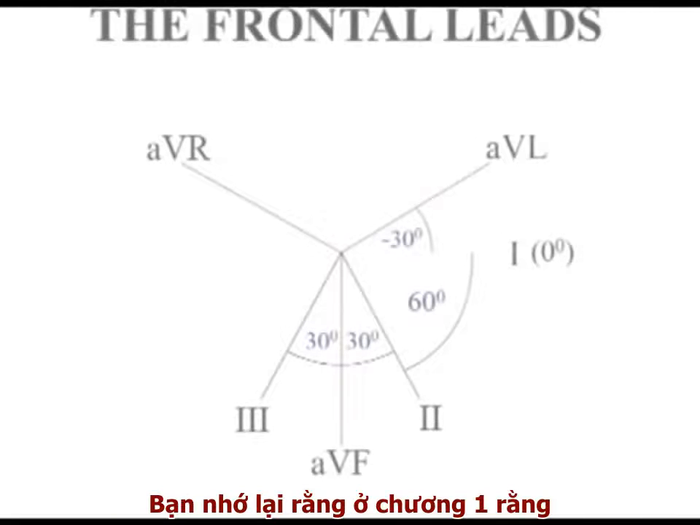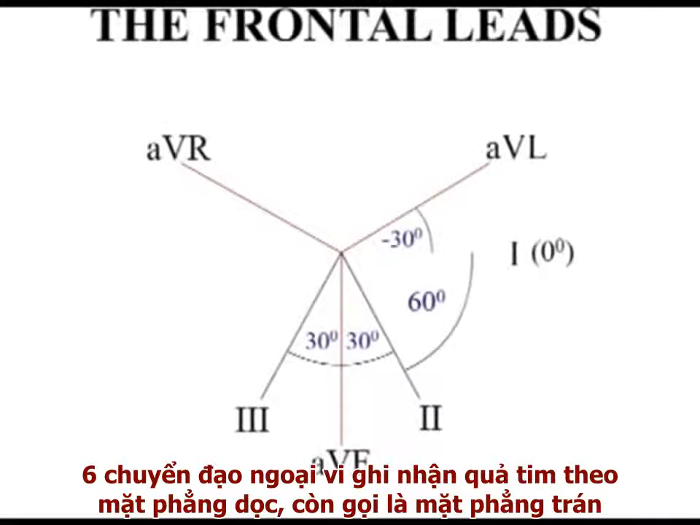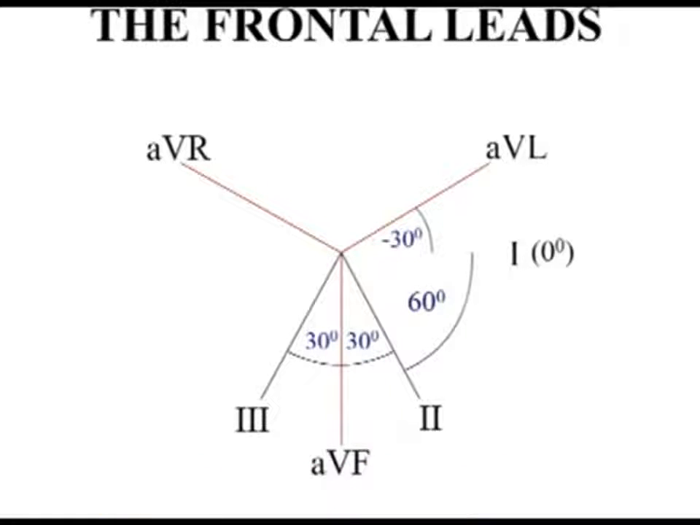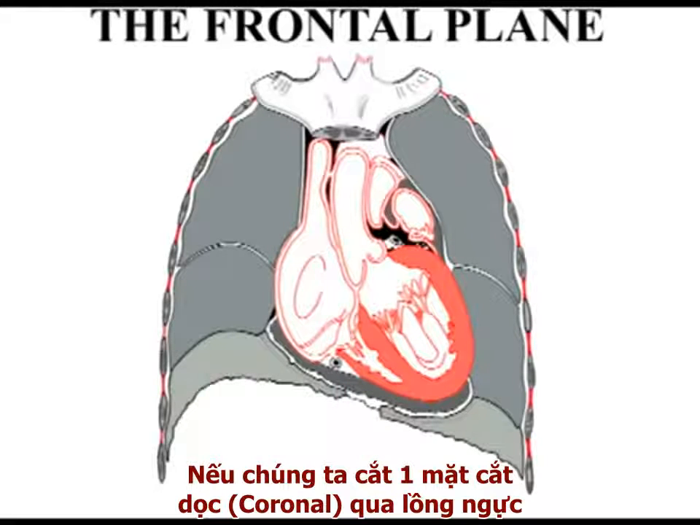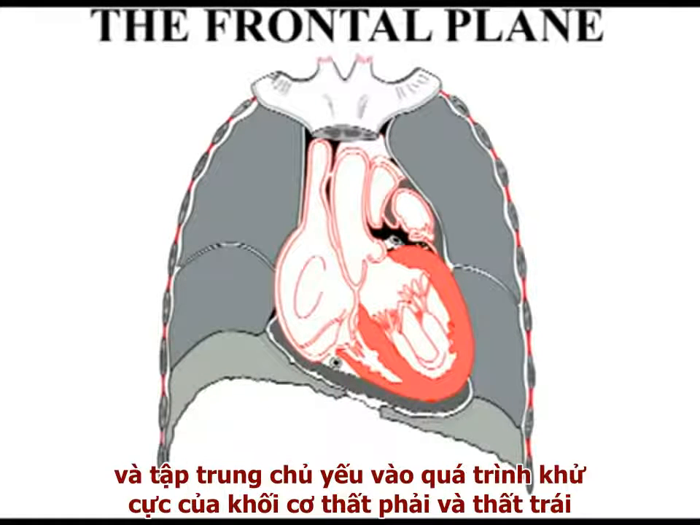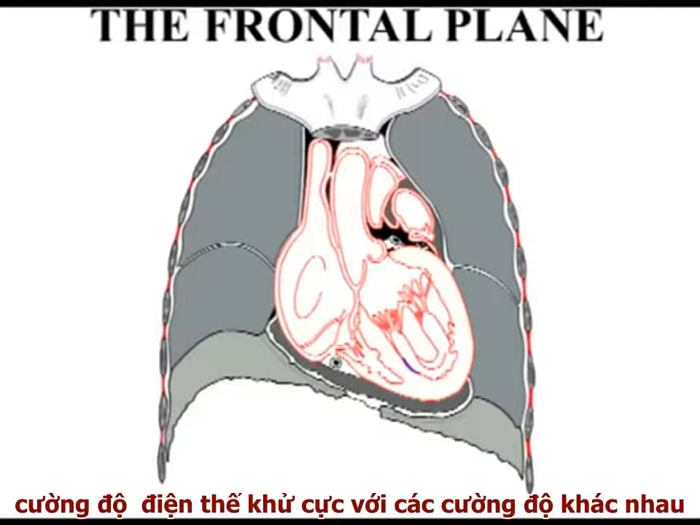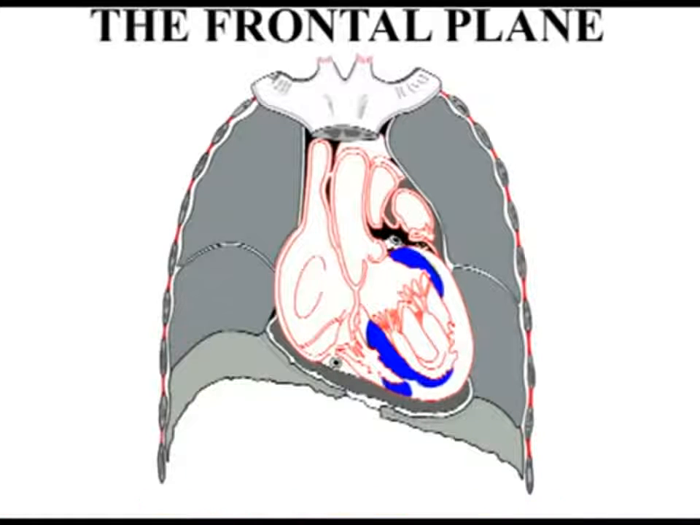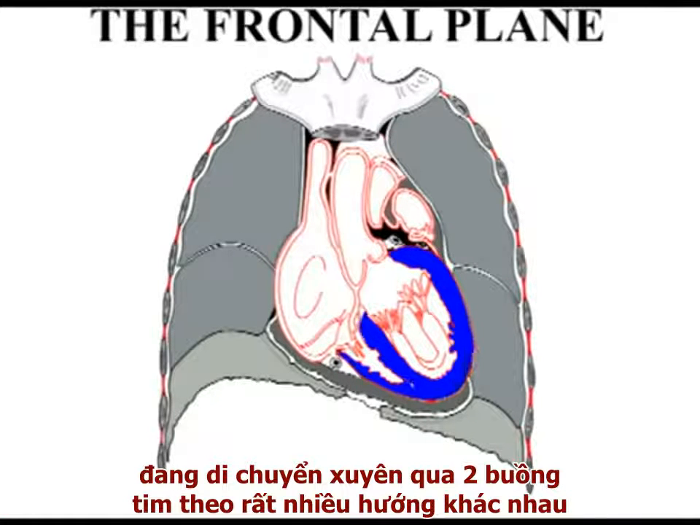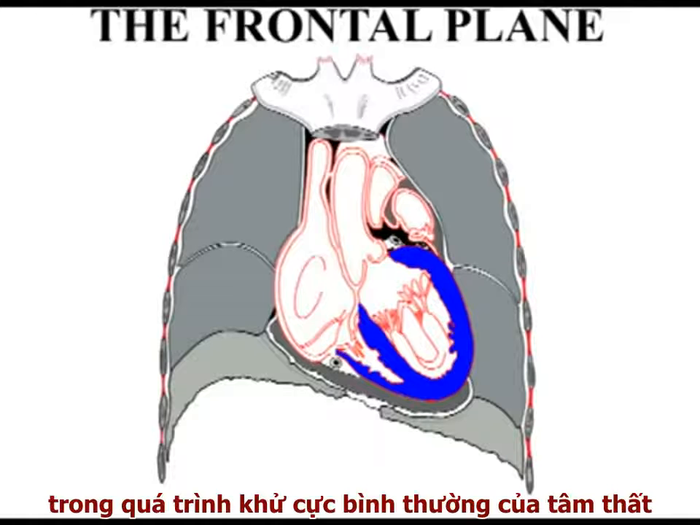You will remember from section 1 that the 6 frontal leads examine the heart in the vertical or frontal plane. If we take a coronal section through the chest cavity and focus on depolarization events in the main muscle mass of the right and left ventricles, you will see that in the frontal plane, depolarizing forces of differing magnitudes, seen here in blue, are moving through the chambers in many different directions during the normal process of ventricular depolarization.